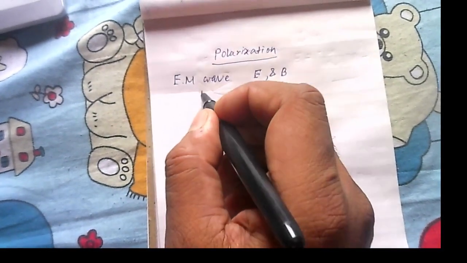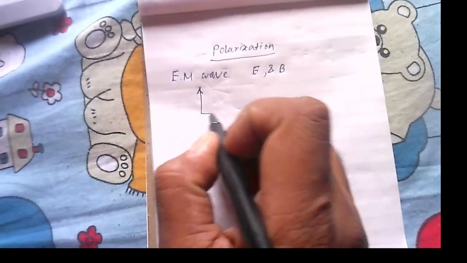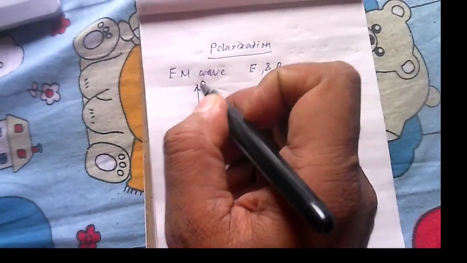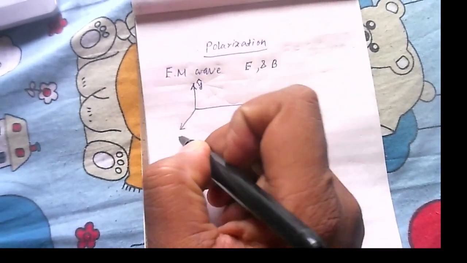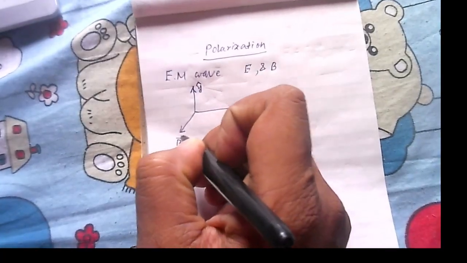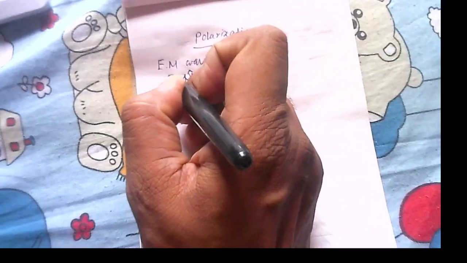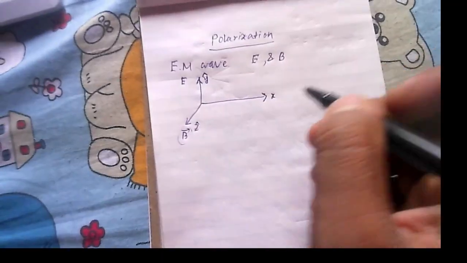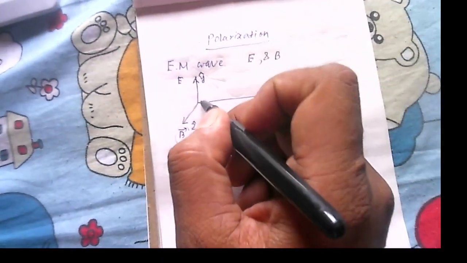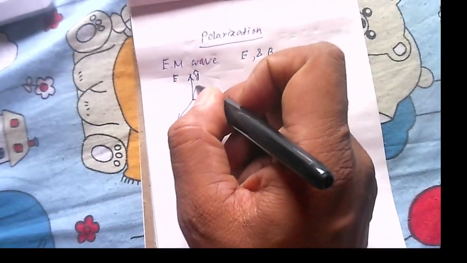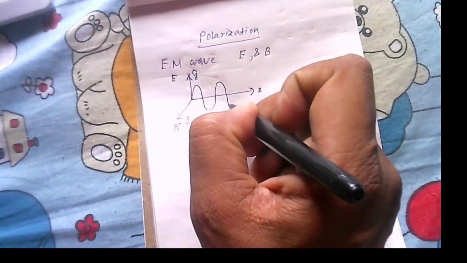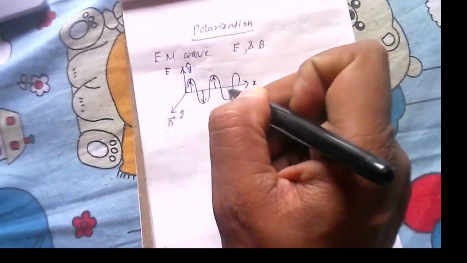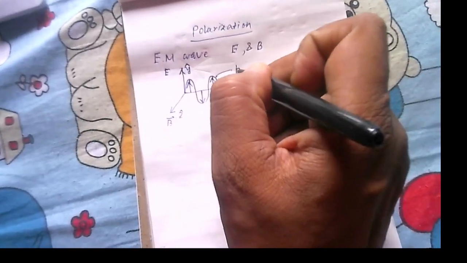Suppose an electromagnetic wave is traveling along the x-axis, and the electric field oscillates along the y-axis, then the magnetic field is oscillating along the z-axis. Okay, so the electric field is oscillating along the y-axis, the magnetic field along the z-axis, and the electromagnetic wave is traveling along the x-axis. So the graphical representation is something like this, with the electric field wiggling along the y-axis. This is the direction of the polarization.